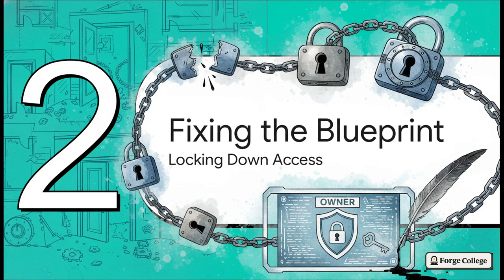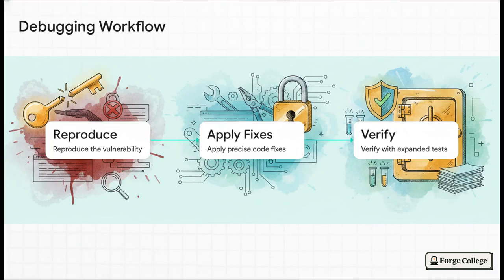Let's patch things up. The doors are wide open, so it's time to apply some fresh ink to our diagrams and fix the architecture. To do this correctly, we follow a really rigorous 3-step debugging workflow. Step 1, we reproduce the vulnerability. We actually write a test to prove, without a doubt, that an attacker can steal the keys. Step 2, we apply precise fixes. We aren't rewriting the whole contract here. We just surgically fix the broken locks. And Step 3, we verify with expanded tests. We scientifically prove our fixes actually work.